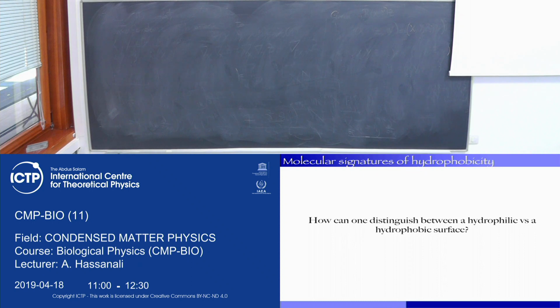But now that I've told you a bunch of things about measures of hydrophobicity in terms of density, in terms of density fluctuations, what order parameters can I construct or look at to distinguish between something hydrophobic and hydrophilic?